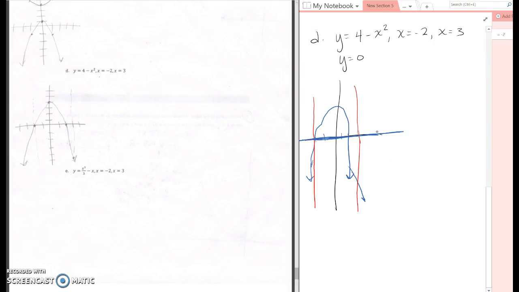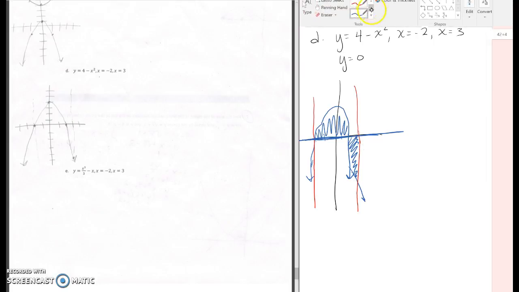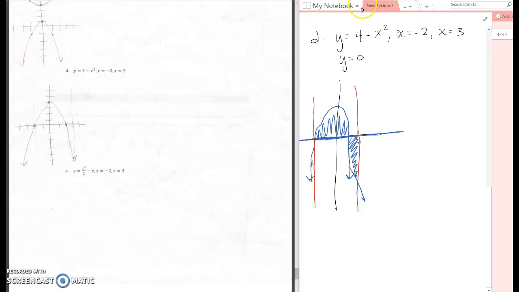So the area we're talking about here is this area and this area, okay? See how that breaks it up into 2 pieces, the part above and below. So we're going to have to break it up into 2 integrals. The first integral will cover this part, going from left to right, from -2 to 2.